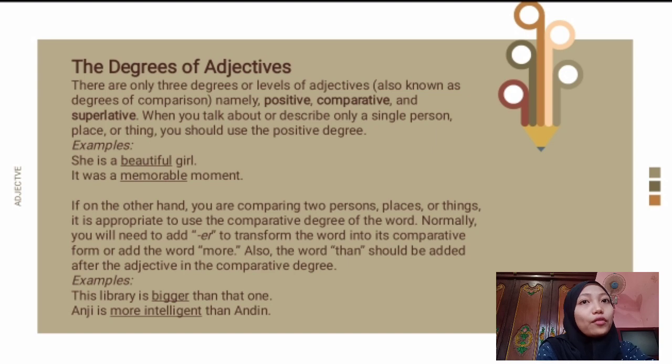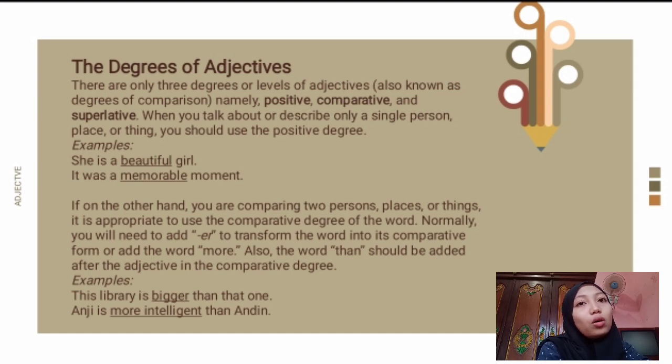The degrees of adjective. There are only 3 degrees or levels of adjective, also known as degrees of comparison, namely positive, comparative, and superlative. When you talk about or describe only a single person, place, or thing, you should use the positive degree. Example, she's a beautiful girl. It was a memorable moment.